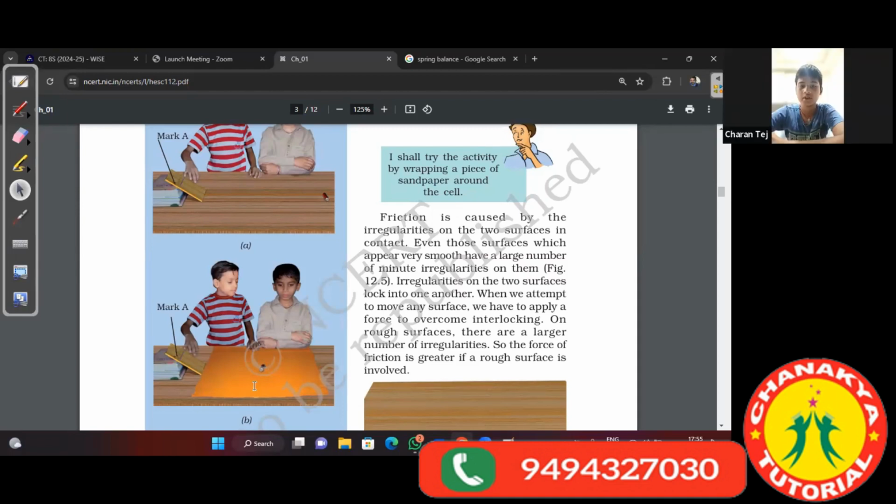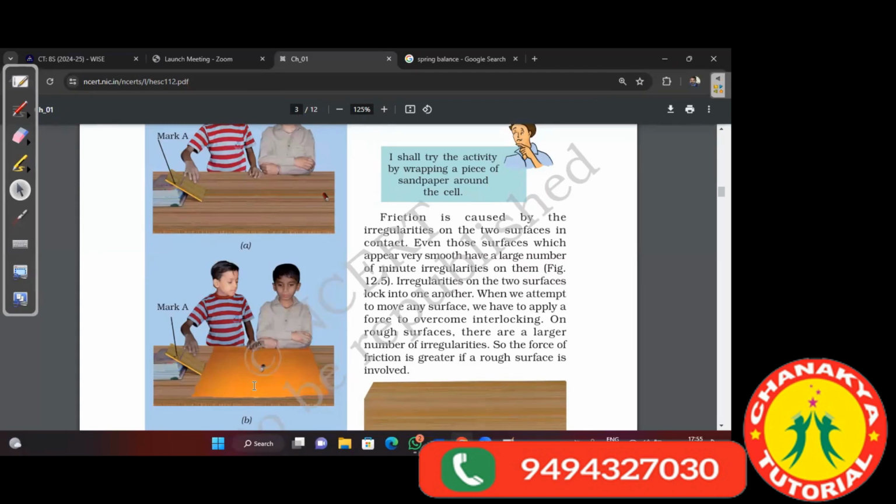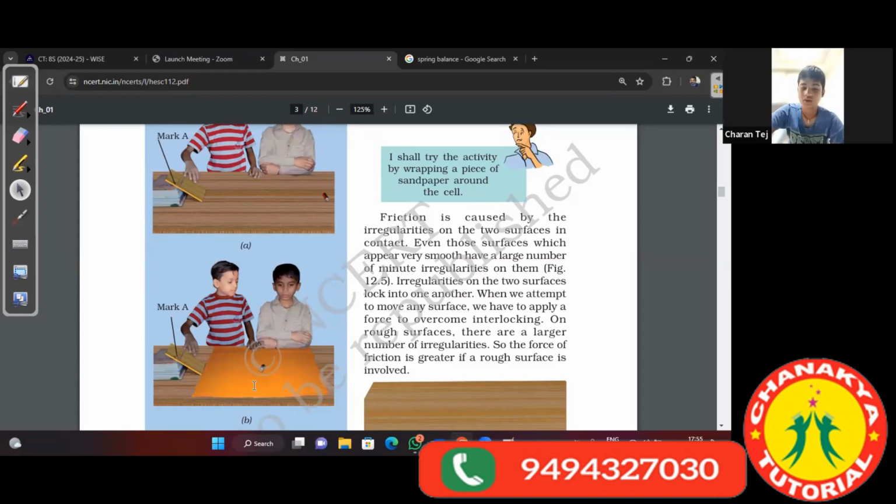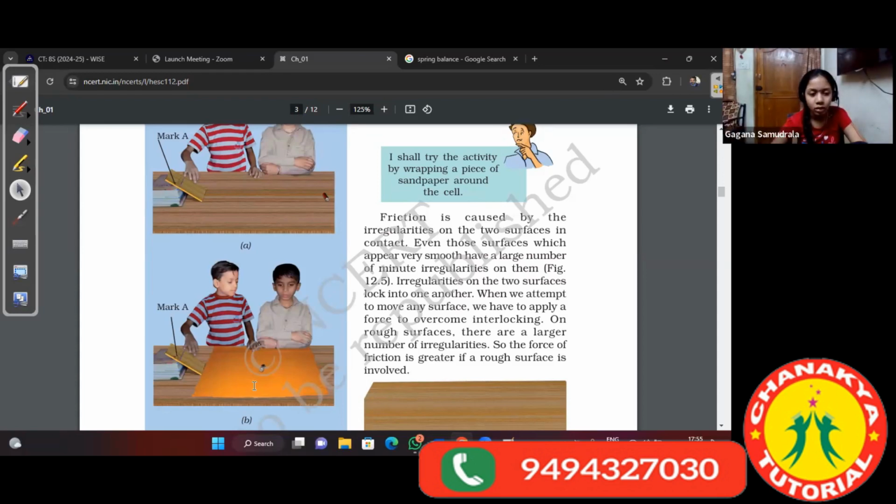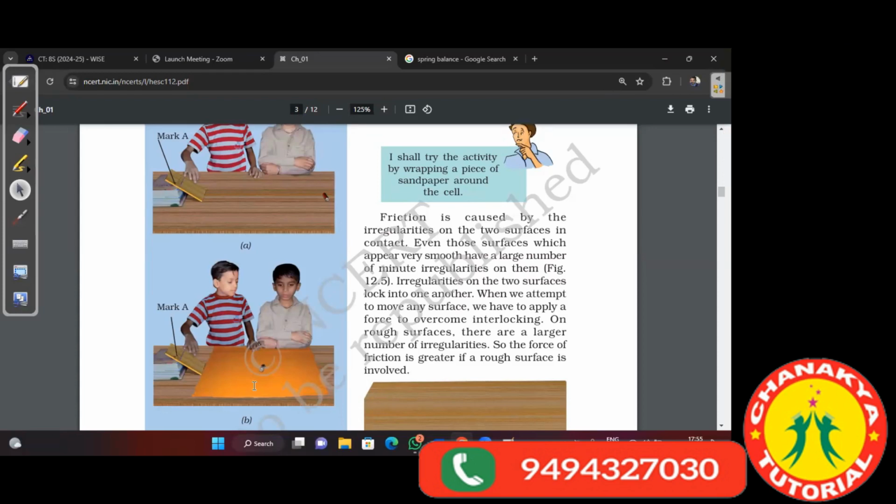Sir, means rough surface does not have that much friction, but smooth surfaces have more friction? No. Smooth surfaces have less friction and rough surfaces have greater friction. Sir, the lesser the friction, the lesser the force. Yeah, the lesser the friction, the lesser the force that opposes it.